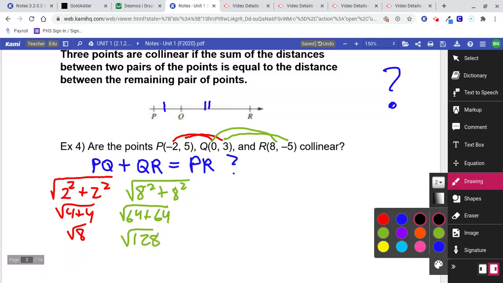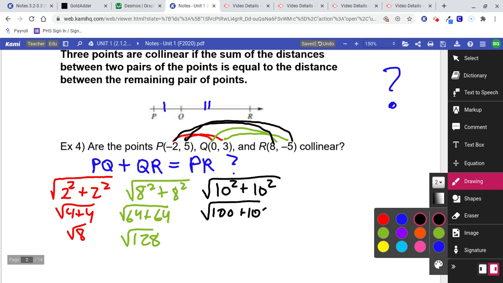Now we look at PR. What's the distance between the x numbers? How much? Nope. Try again. Between negative 2 and positive 8, it's the distance of 10. Yeah, it's tricky. There's a lot of numbers going on, and I've got a lot of arrows going everywhere. What about the distance between 5 and negative 5? Also 10. So that's going to be the square root of 100 plus 100, which is the square root of 200.